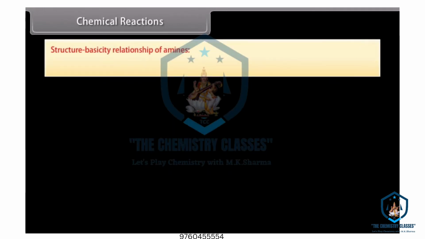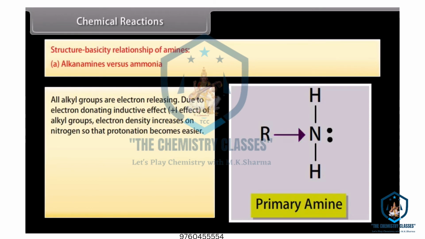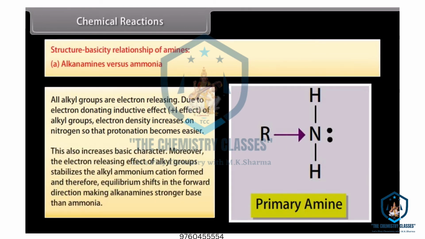Structure basicity relationship of amines. Alkylamines versus ammonia. All alkyl groups are electron releasing. Due to the electron donating inductive effect, that is the positive I effect of alkyl groups, electron density increases on nitrogen so that protonation becomes easier. This also increases basic character. Moreover, the electron releasing effect of alkyl groups stabilizes the alkyl ammonium cation formed, and therefore the equilibrium shifts in the forward direction, making alkylamines stronger bases than ammonia.